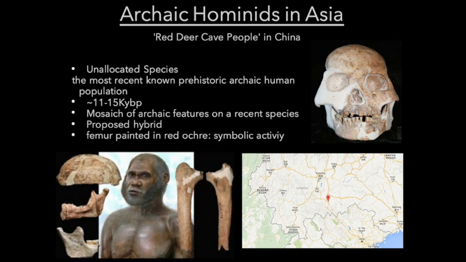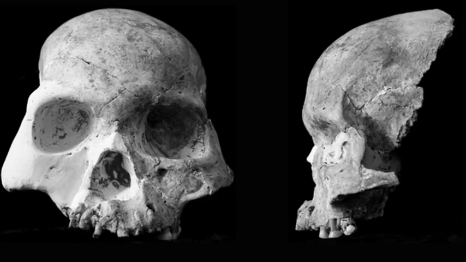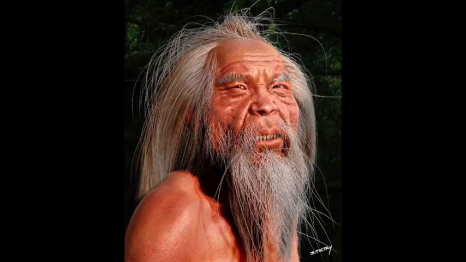There's a mosaic of archaic features and modern features, and they've suggested it might be a hybrid. It might be a hybrid with the Denisovans or Erectus and sapiens or some other unknown species to date. Oh, and their femur was found painted in red ochre, which suggests symbolic activity, which is very interesting as well. You see the cheekbones, how pronounced they are. They're really unusual looking.